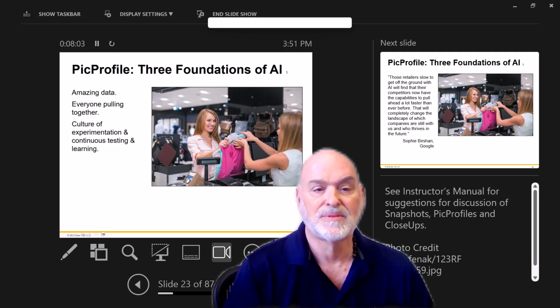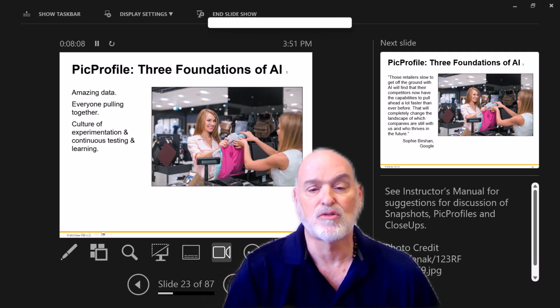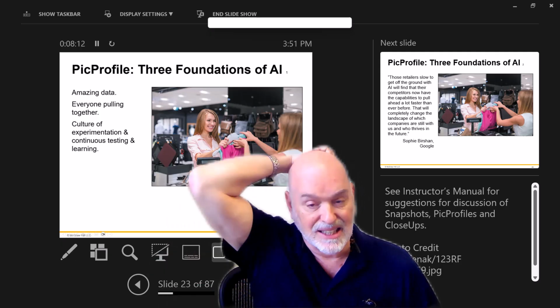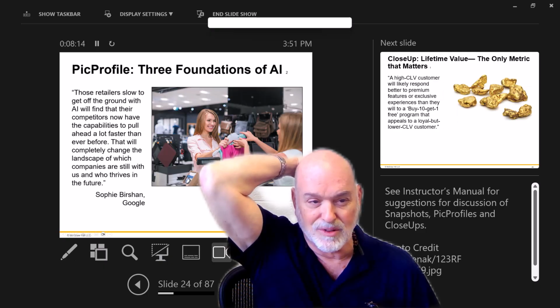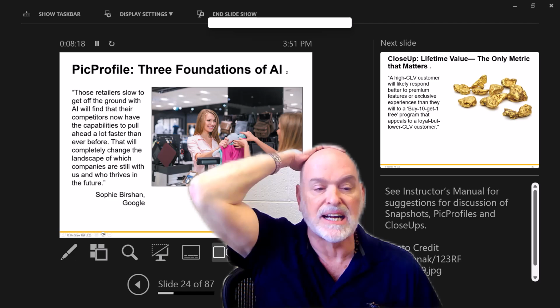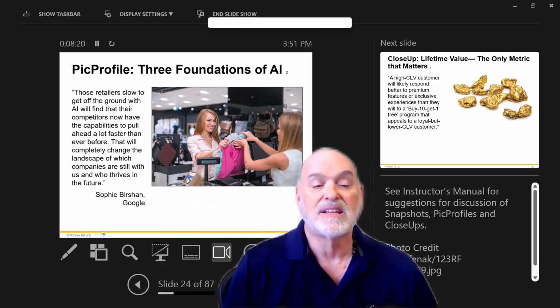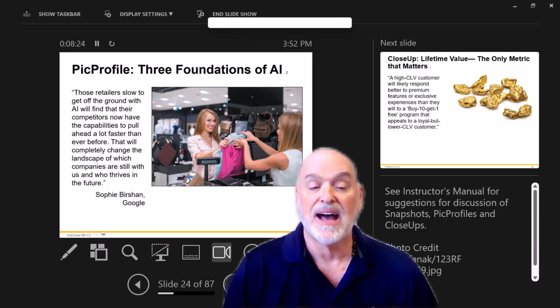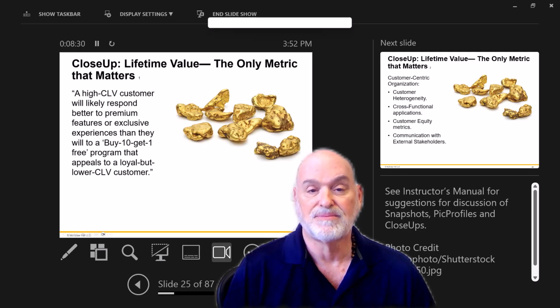Here we go. The foundations of AI: amazing data, everyone pulling together, a culture of experimentation and continuous testing and learning. It sounds wonderful, right? Those retailers slow to get off the ground with AI will find that their competitors now have the capabilities to pull ahead a lot faster than ever before. That will completely change the landscape of which companies are still with us and who thrives in the future.